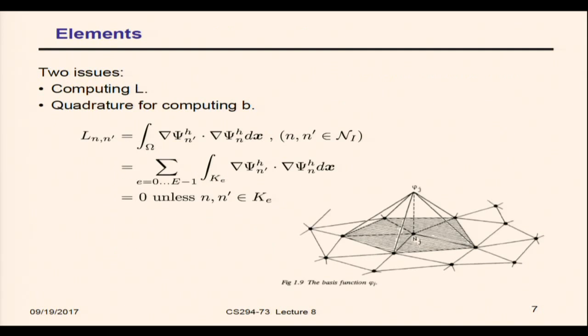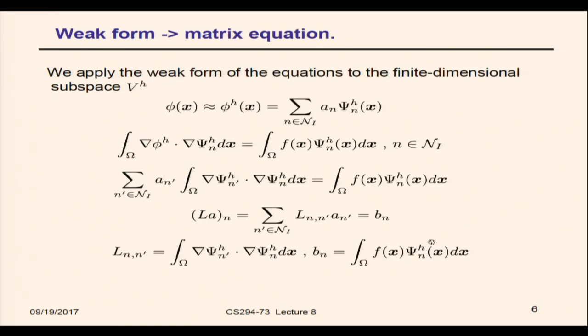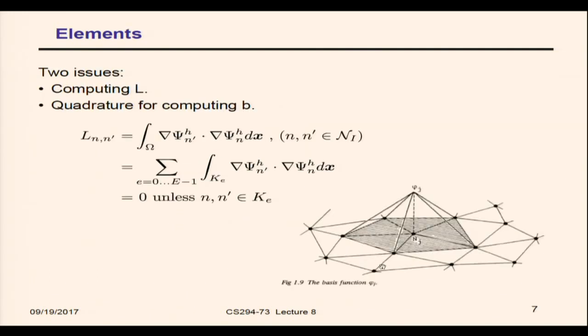So there are a couple of issues here. One of them is how do we compute L? And the other is what is the quadrature rule we're going to use to compute b, to compute those integrals over f? Because even though the psi's are simple, f is not. f is an arbitrary smooth function or whatever.